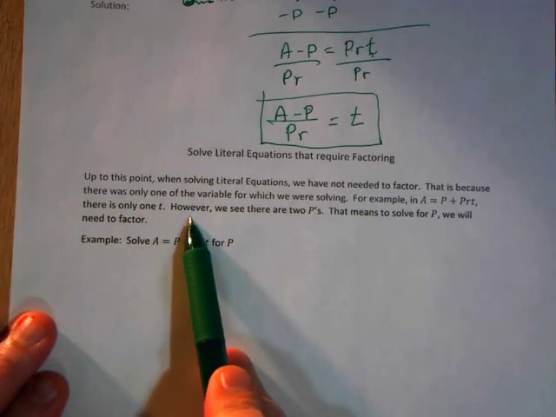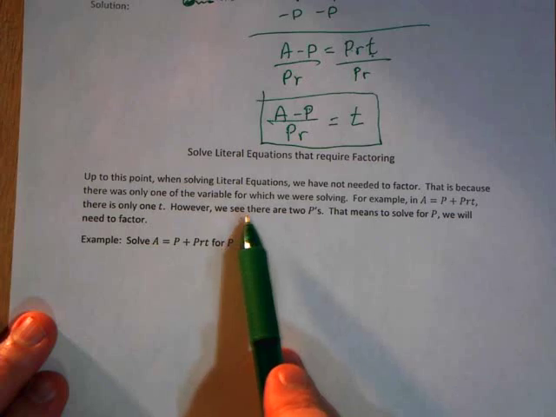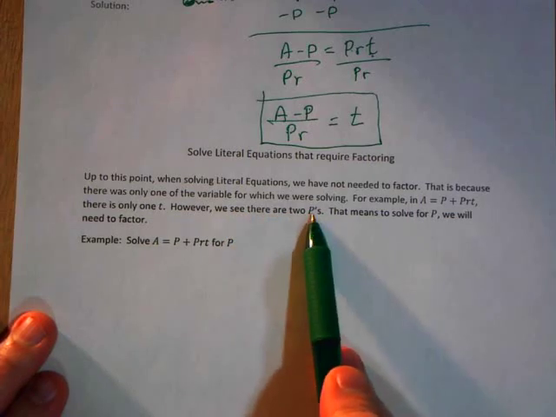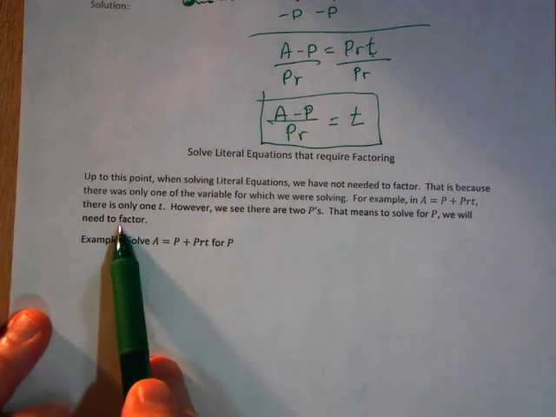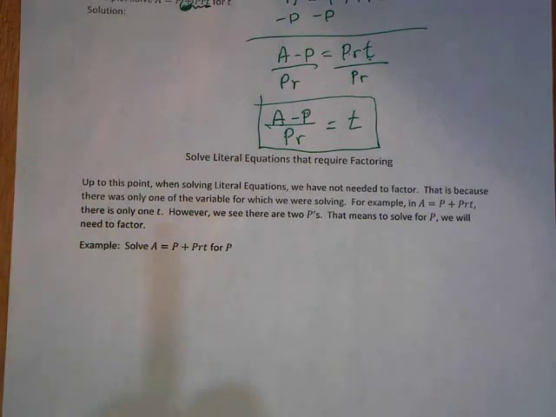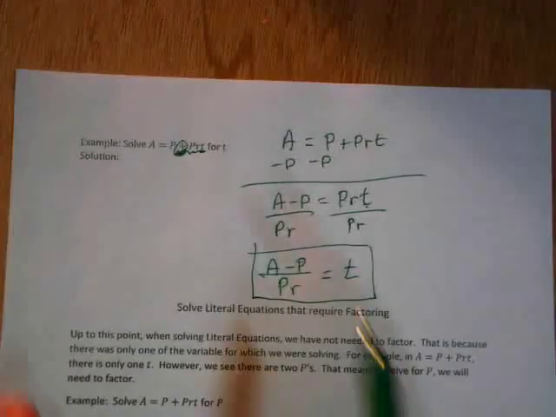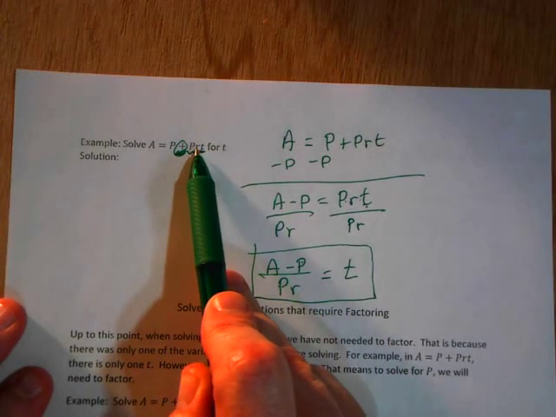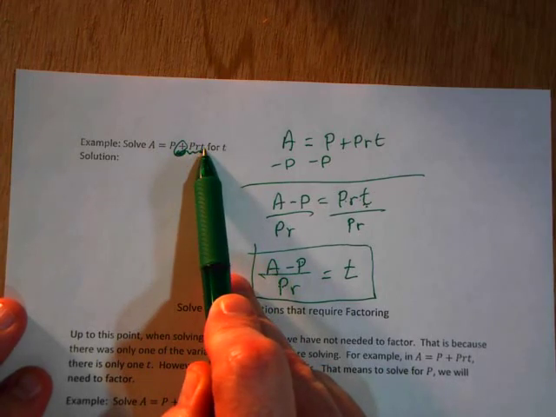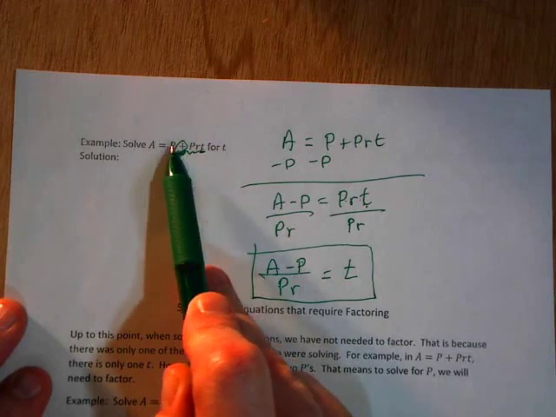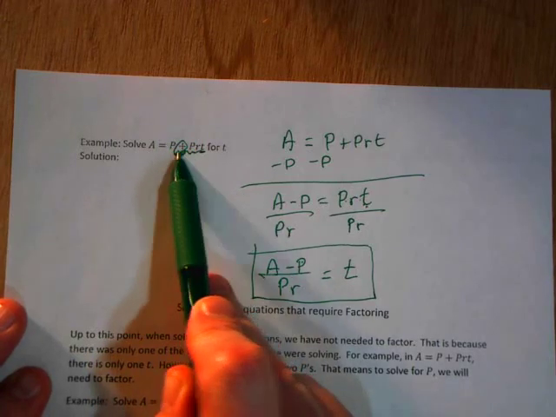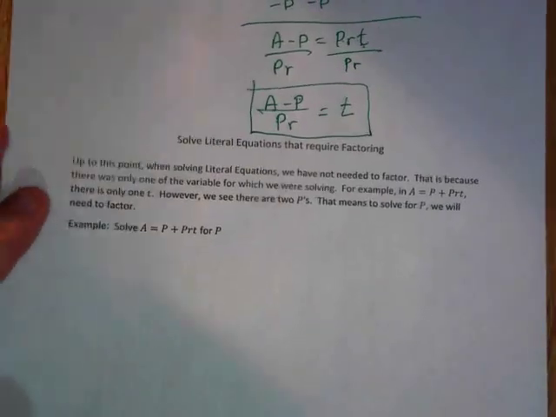However, if I asked you to solve this exact same equation for p, we see there are two p's. That means to solve for p, we will need to factor. So there's the whole key to recognizing when I will need to factor and when I will not. If in this equation I'm solving for r or for t, there's only one of them, I do not need to factor. When I need to solve for p, I notice there are two of them. That tells me I need to factor.